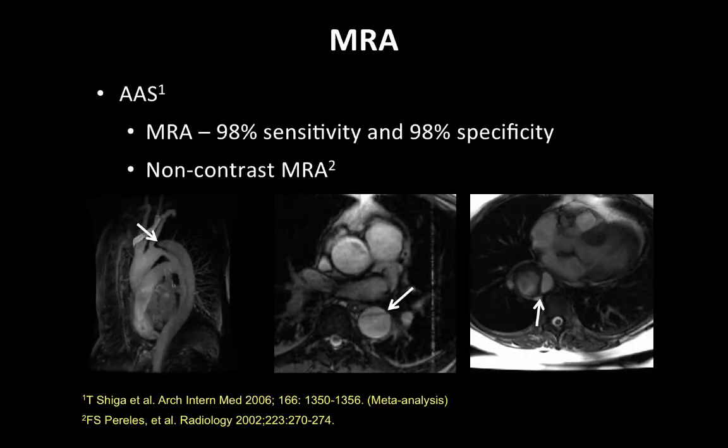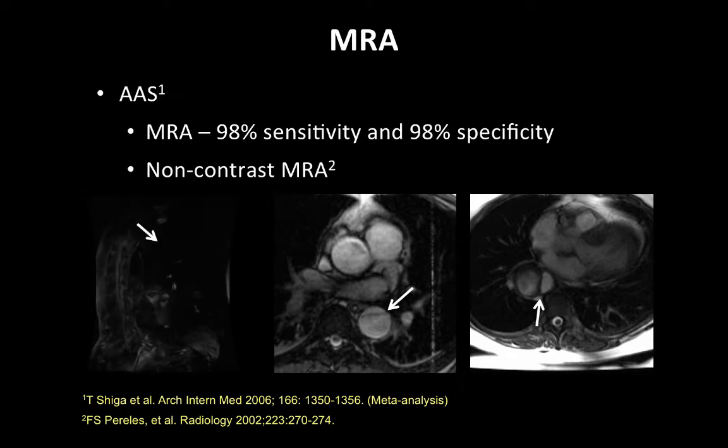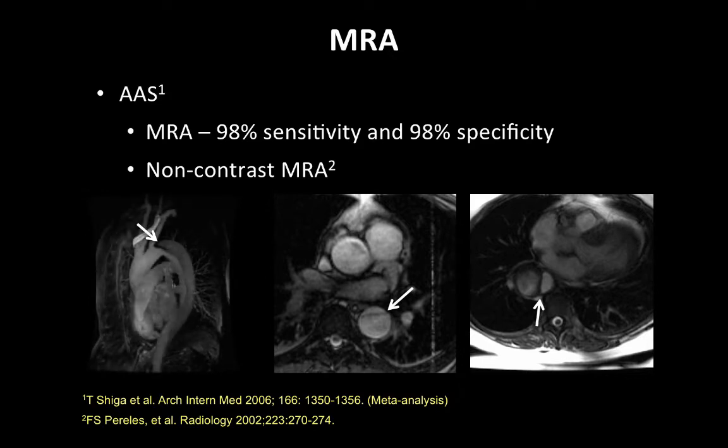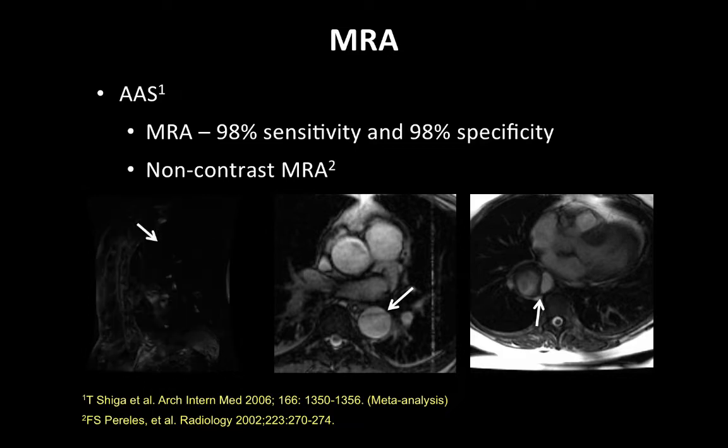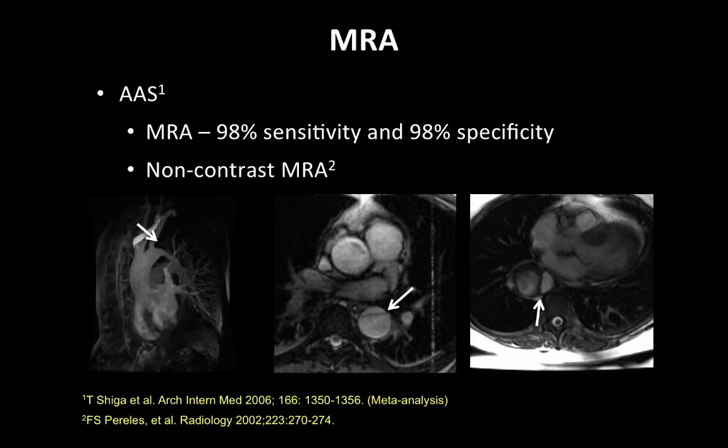Now, before I talk about CT angiography, I just want to briefly touch on the role of MR angiography. In a meta-analysis that was published almost 10 years ago, the sensitivity and specificity of MR angiography was excellent, both of which were 98%. So it is a very good imaging modality for the evaluation of patients suspected of acute aortic syndrome.